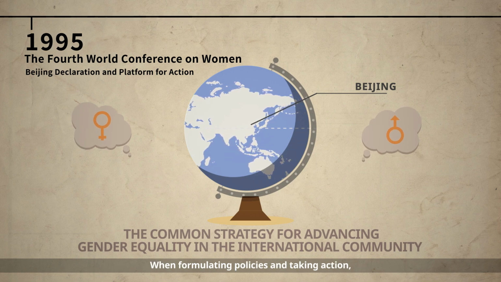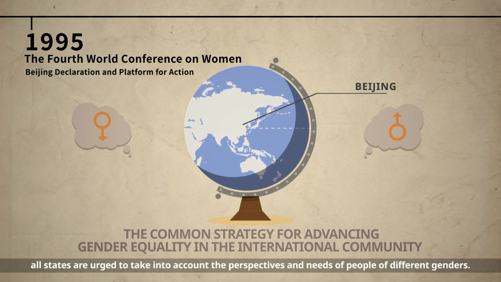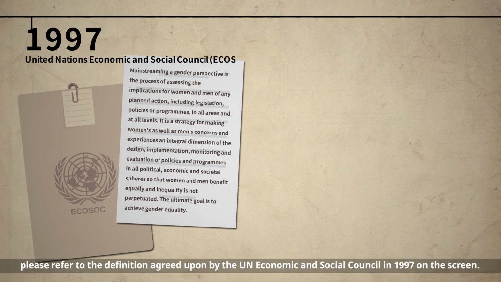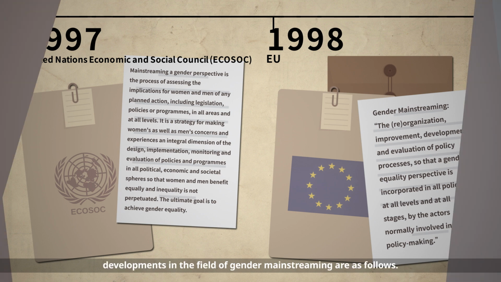When formulating policies and taking action, all states are urged to take into account the perspectives and needs of people of different genders. For a more detailed definition, please refer to the definition agreed upon by the UN Economic and Social Council in 1997 on the screen. The 1998 EU report on gender mainstreaming defines the term as follows. Fast forward to recent days, developments in the field of gender mainstreaming are as follows.